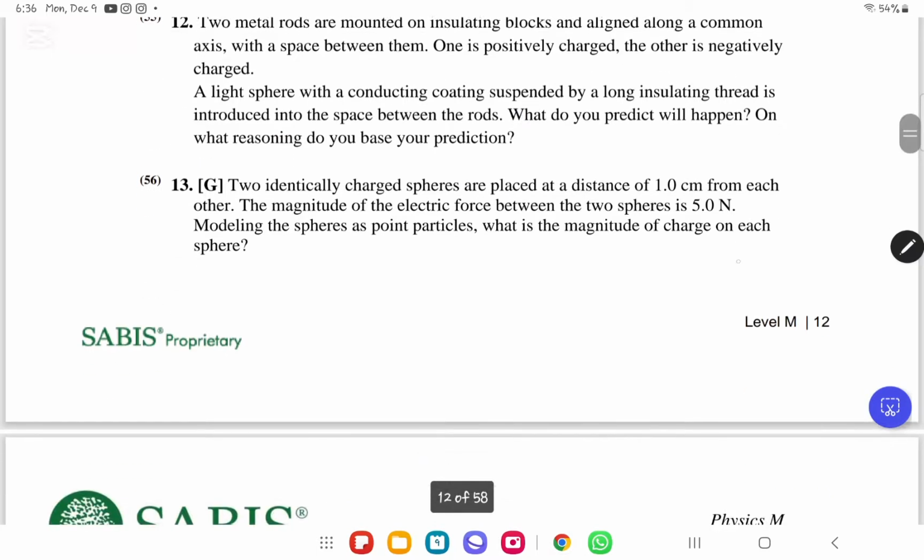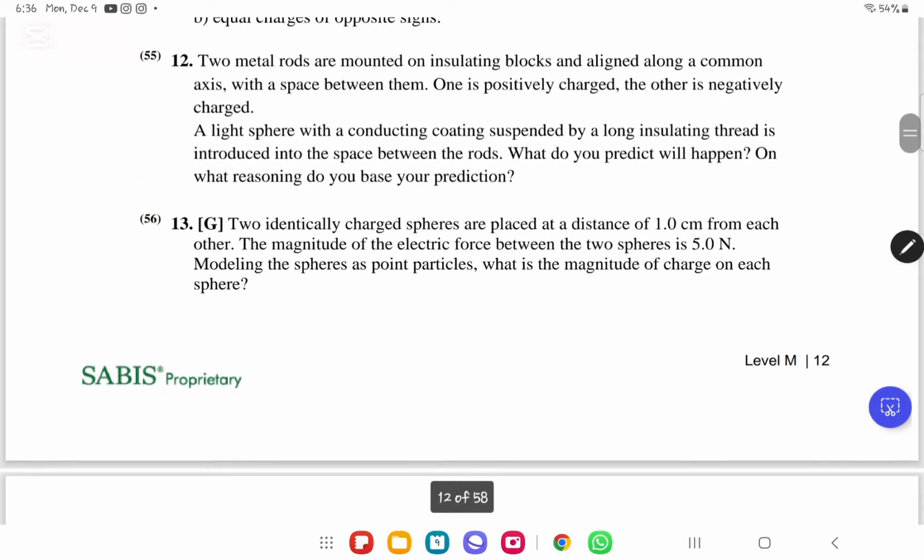Now we move on to question number 12. Two metal rods are mounted on insulating blocks and aligned along a common axis with a space between them. One is positively charged and the other is negatively charged. A light sphere with a conducting coating suspended by a long insulating thread is introduced into the space between the rods. What do you predict will happen, and what reasoning do you base your prediction on?